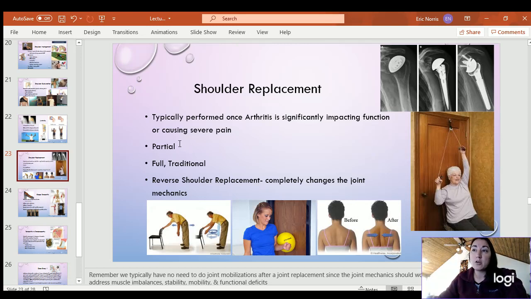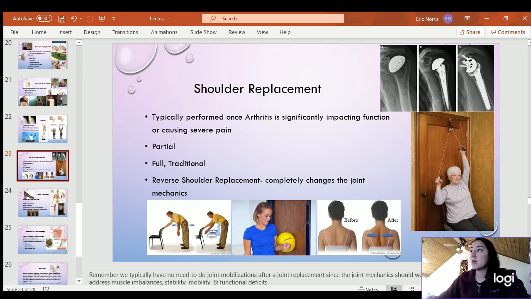They can do a partial shoulder replacement where they just replace the head of the humerus, or they could maybe replace the glenoid fossa. Typically it's the head of the humerus they'll replace. Then they could do a full where they basically replace both. So here is one that's been hammered into the bone. It looks like that one might be a cap or something that they've glued onto the bone, but this one is definitely hammered in.